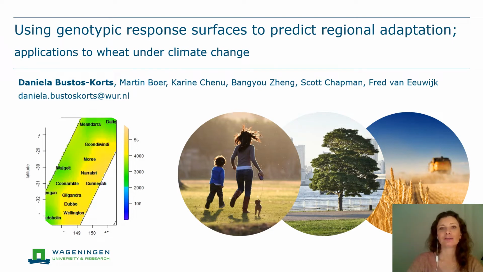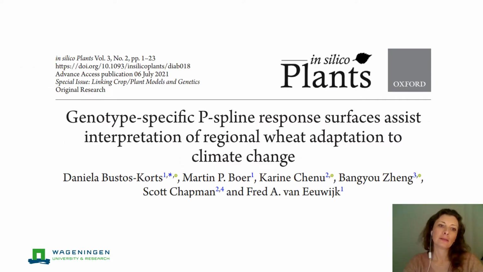My name is Daniela Bustos Korts, and I will present some ideas about using genotypic response surfaces to predict regional adaptation. To illustrate these ideas, I will show some applications to wheat under climate change. The ideas that I will present now are also described in the paper that was recently published in Silico Plants, if you would like to hear more details.